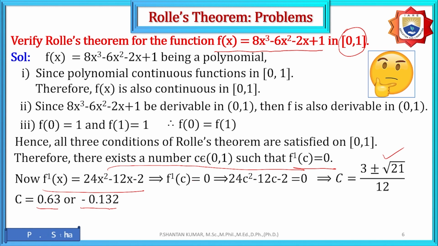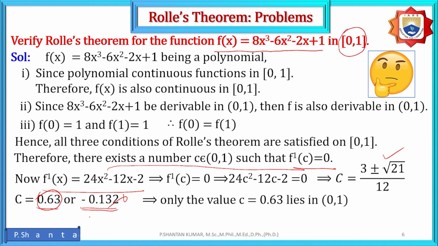While we observe here, in between 0 and 1, which one is satisfied? That is 0.63 is satisfied, because under the interval 0 comma 1, the negative value is not required. Therefore, there exists c belongs to (a, b); at least one point should be satisfied in the given interval. Here, out of the two values, one of the values exists. The value is 0.63. Hence only the value c is equal to 0.63 lies in between 0 and 1.